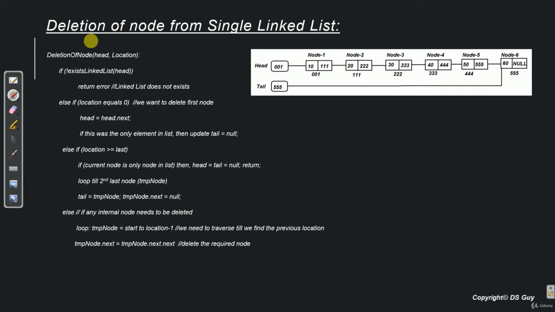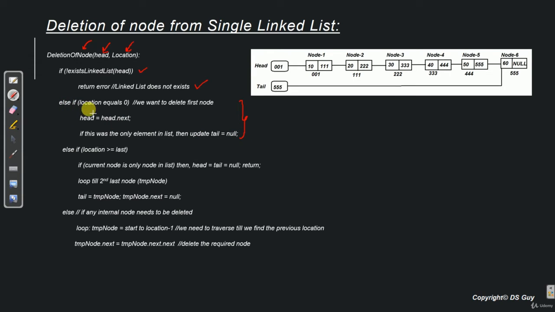So the name of the method is deletion of a node. It takes the head reference and the location that needs to be deleted. First we check whether the linked list does not exist. In that case we return an error message saying that the linked list does not exist and hence we can't delete any of the nodes. Now if the linked list exists, then the control goes into the else block.